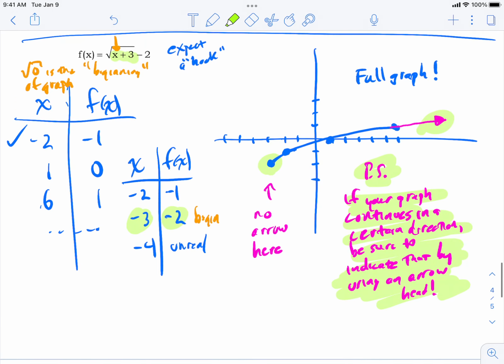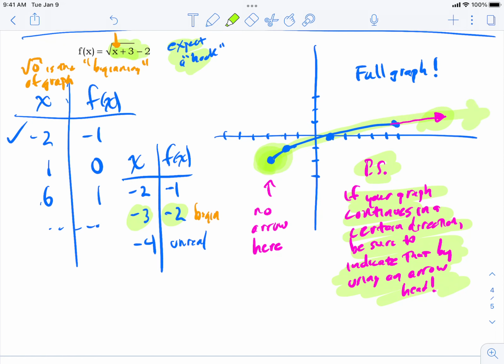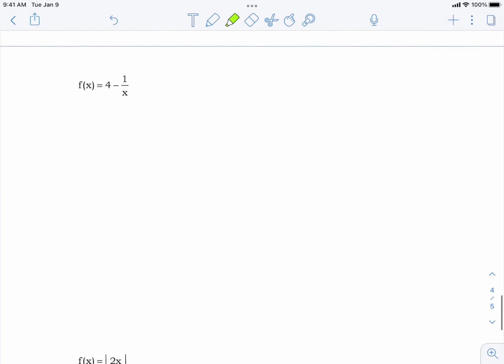Okay, so what was good about that example? It was a square root function, so we expected a hook. And the one thing about hooks is not only do we expect it to hook over, but we also expect it to have a distinct little beginning point, a definite point where the graph begins, and then it'll just continue forever in the other direction. So we had to find that beginning point. We found the beginning point. That's part of our mission when we try to sketch a graph like that.